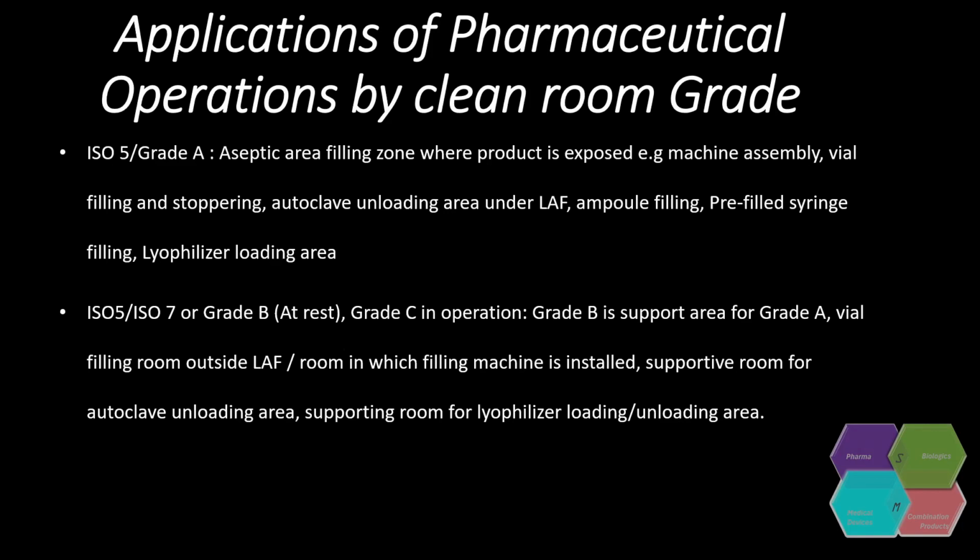But the filling room supporting area, where the filling machine is, that room is typically grade B. Or the vial filling room outside the lab, a room in which the filling machine is installed, or a supportive room for autoclave unloading area, or a supporting room for a lyophilizer loading or unloading area. That is a grade B area.